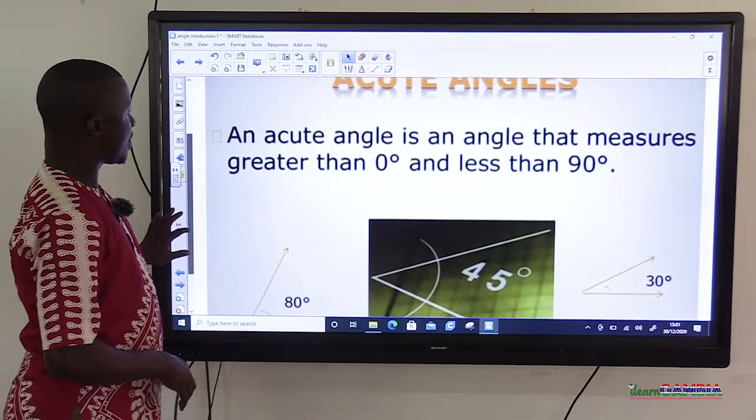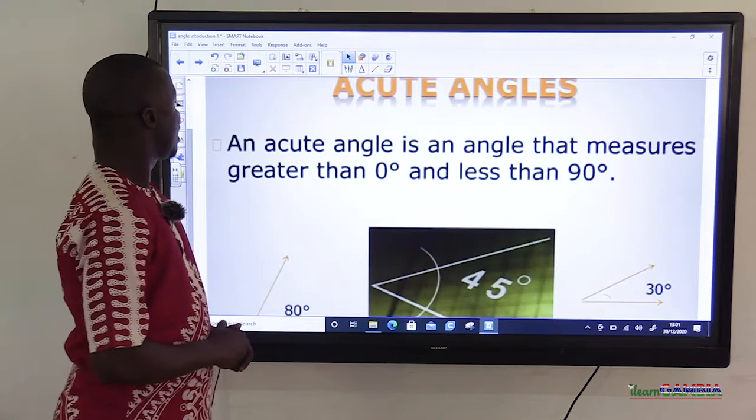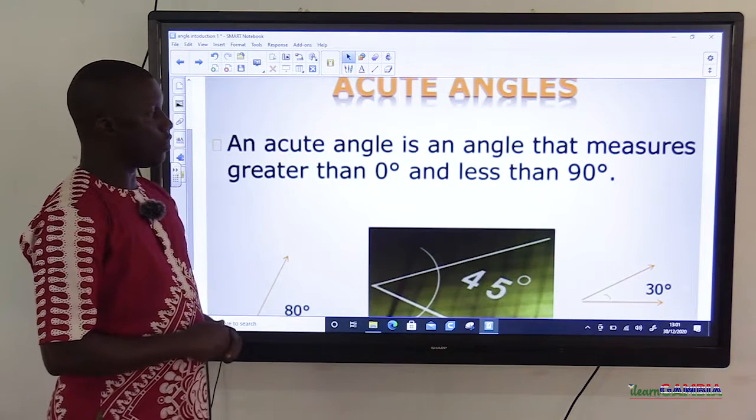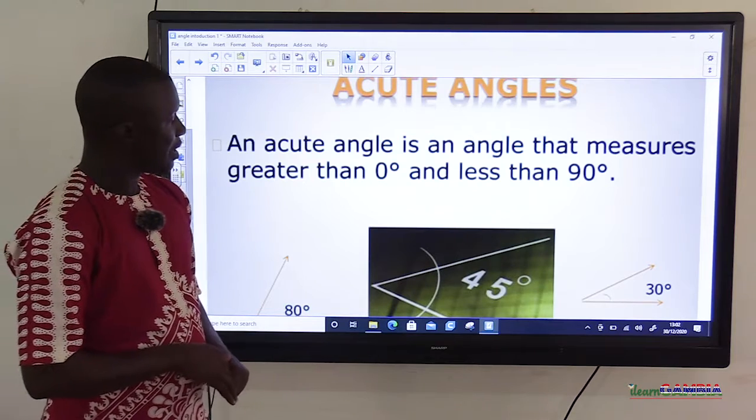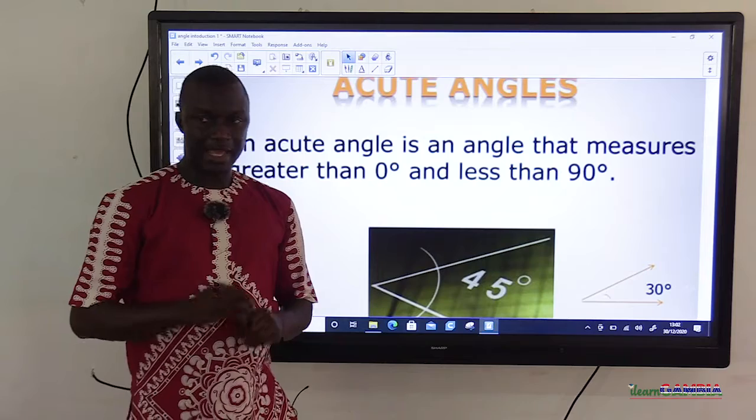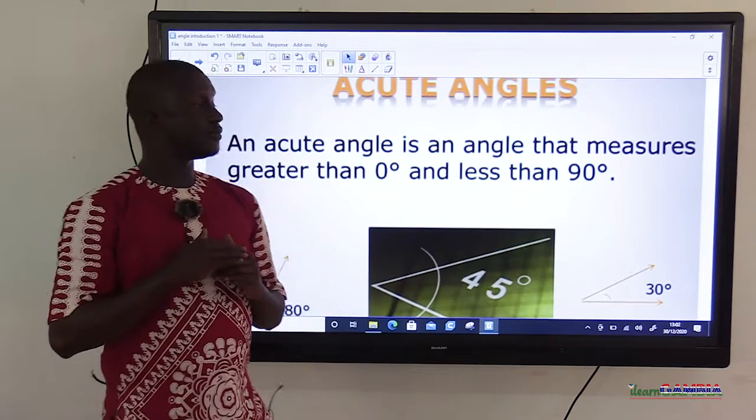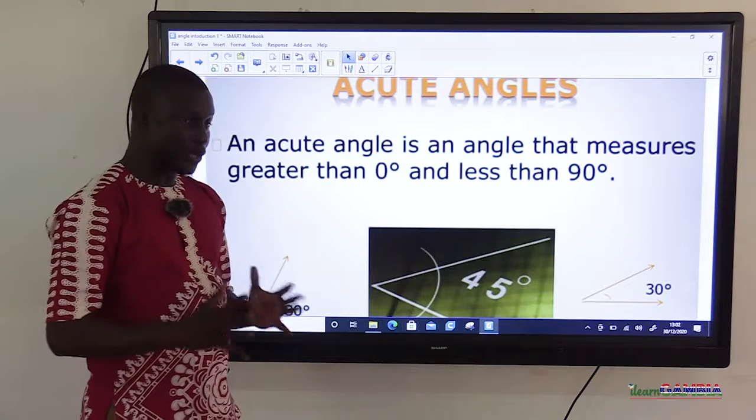We've talked about acute angles. Here is an example and a definition of acute angles. An acute angle is an angle that measures greater than 0 degrees and less than 90 degrees. Anything that is more than 0 but less than 90 is referred to as an acute angle.